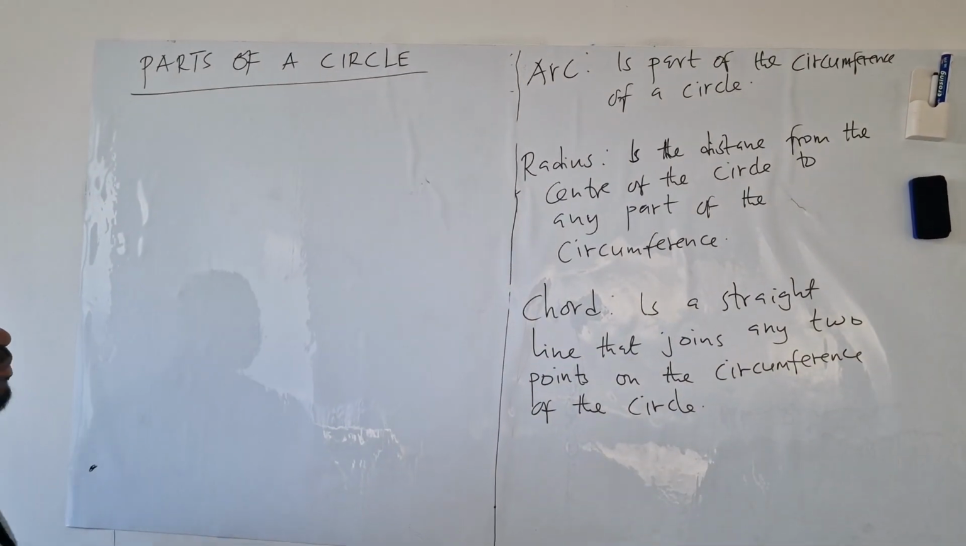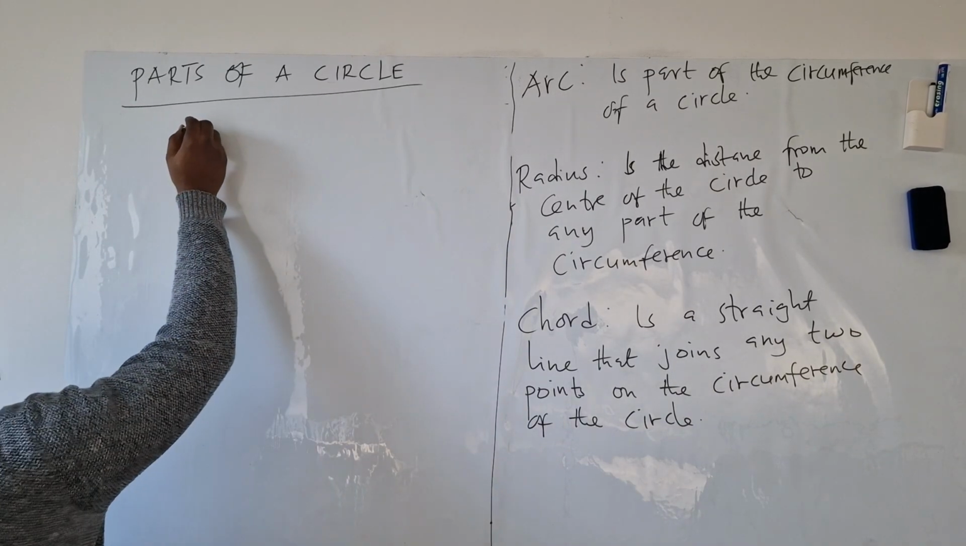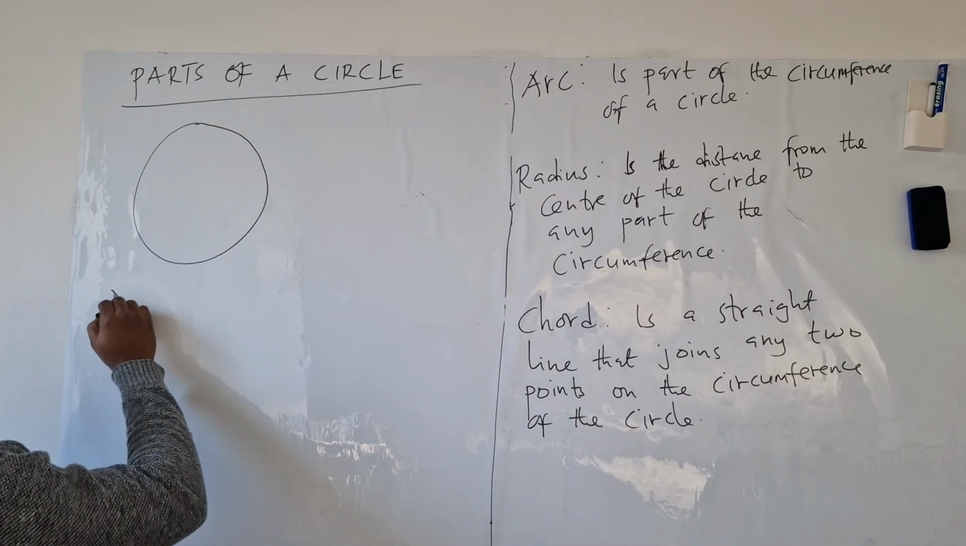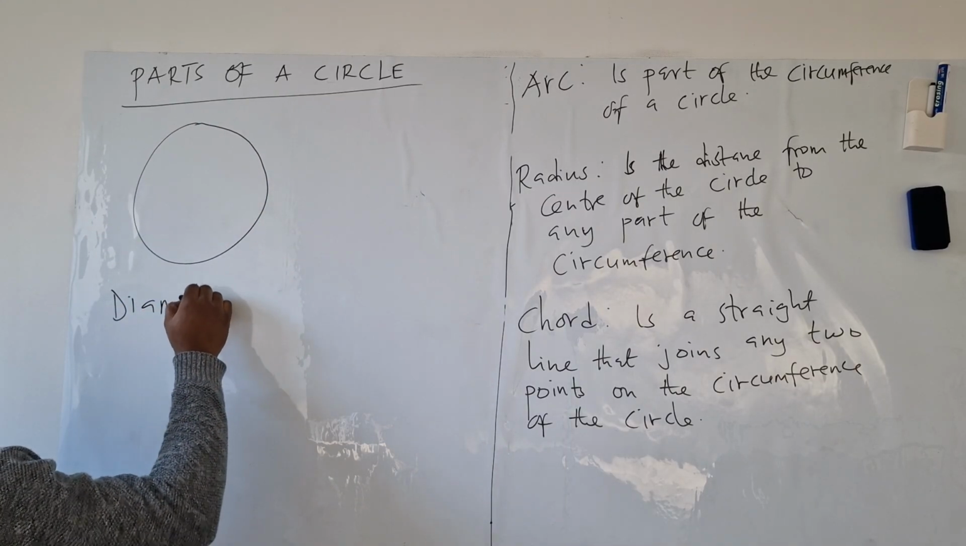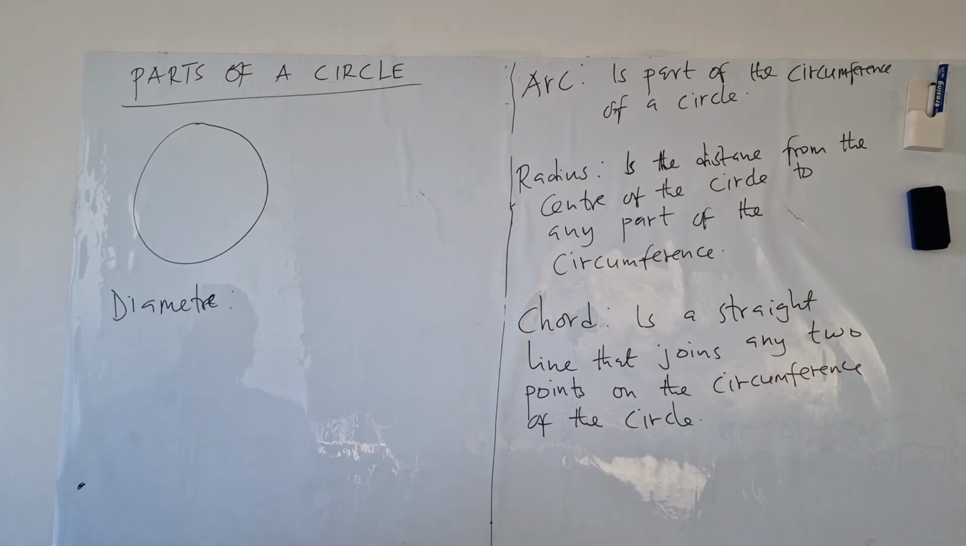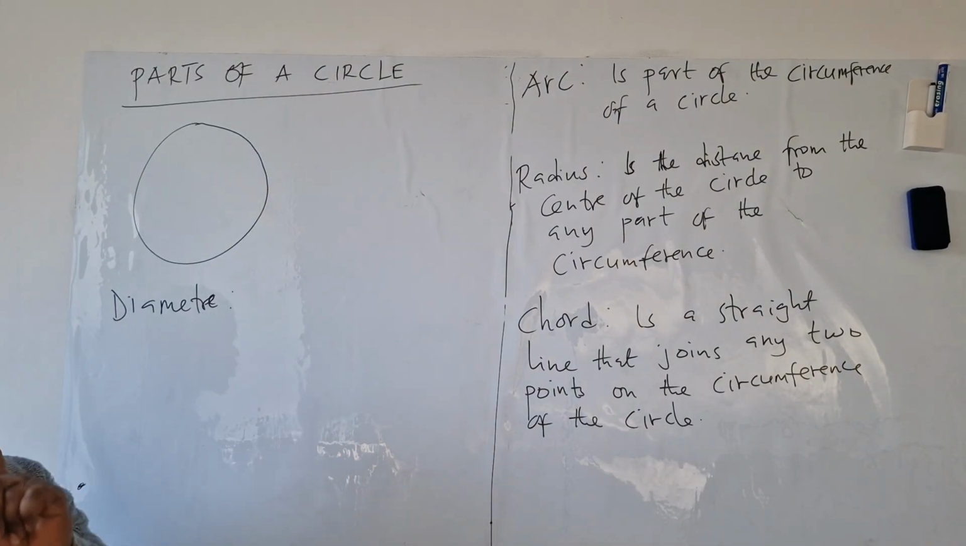Now the next part to consider is the diameter. By the time we are through with the meaning of diameter, then our first question will be answered. That is, is diameter a chord? I hope you've not forgotten that question. So what's the diameter?